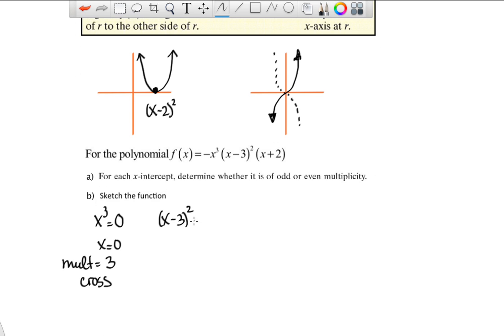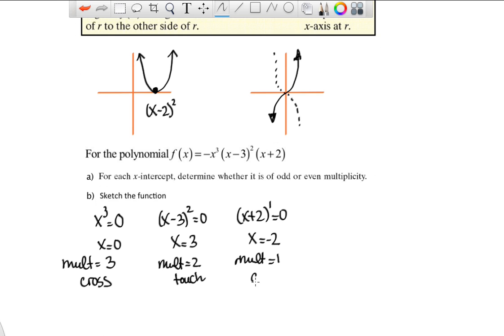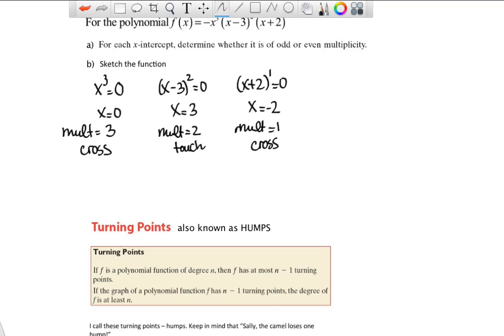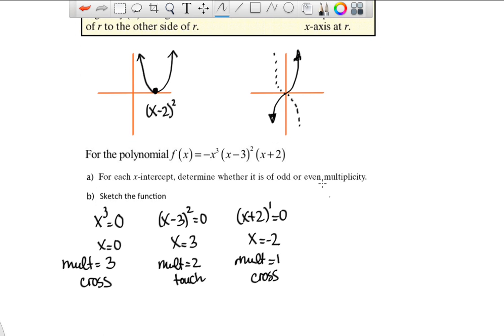x minus 3 squared is 0 when x equals 3. The multiplicity here is 2, which is even, so it's going to touch. And then here, x plus 2 is 0. Well, that occurs when x is negative 2. And that's an exponent of 1, so the multiplicity is only 1. And that means that it's going to cross. Okay, so that gives me a pretty good idea of what's going to happen with this graph.